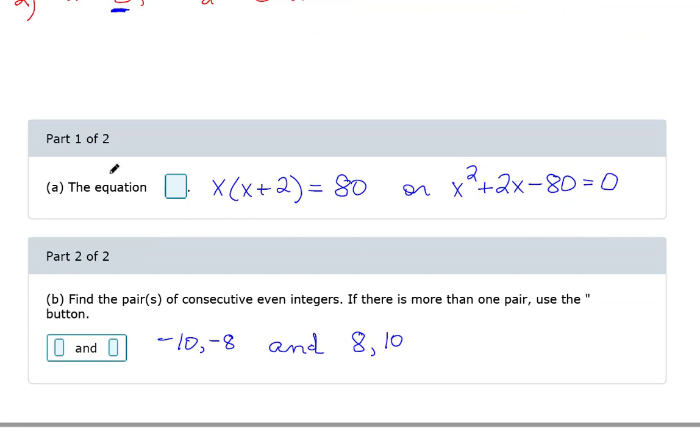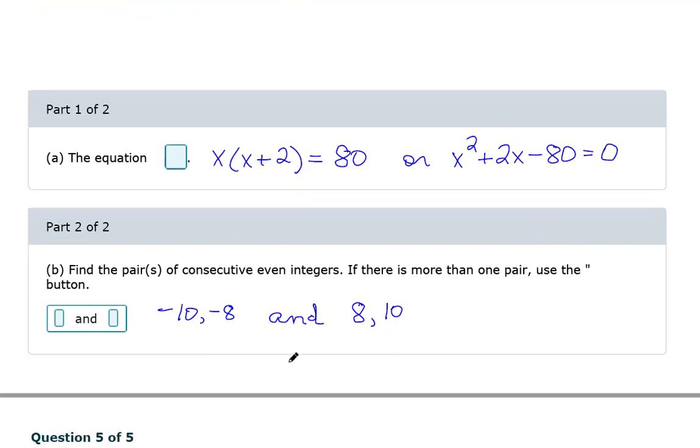In the first part here, they want to know what's the equation we used. Well, we used this, or this is the one after we simplified it. And then our pairs of numbers. Remember, both pairs work because all I wanted was the product to be equal to 80.